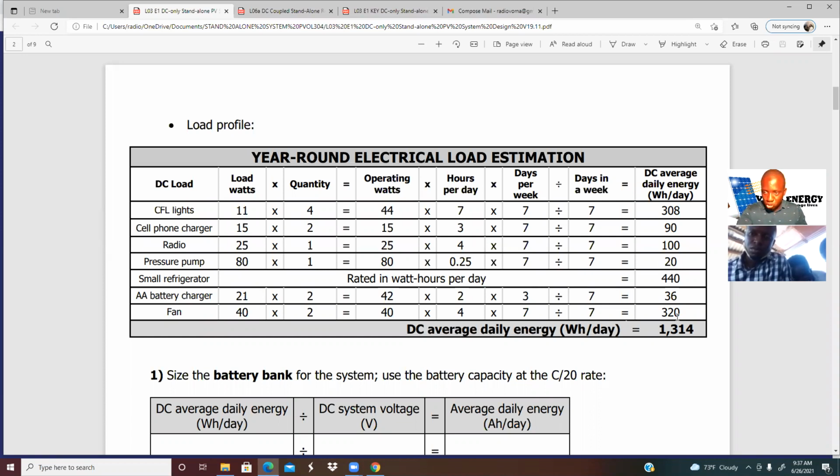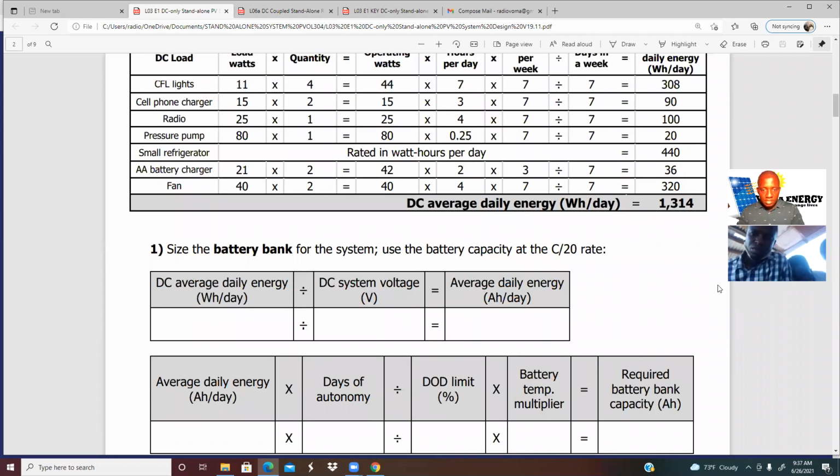When you have the total average daily energy watt-hours per day, the daily average is 1,314. That is it. This is crucial information you need. That information is used to what? To size the battery bank. To size a battery bank, you're going to need the DC average daily energy watt-hour.